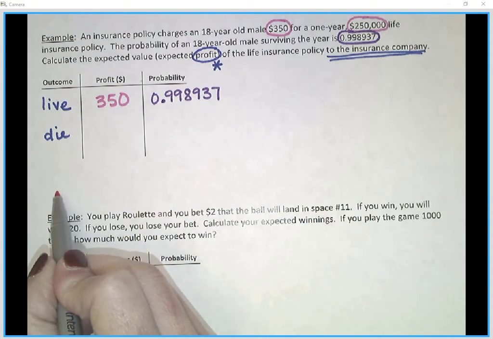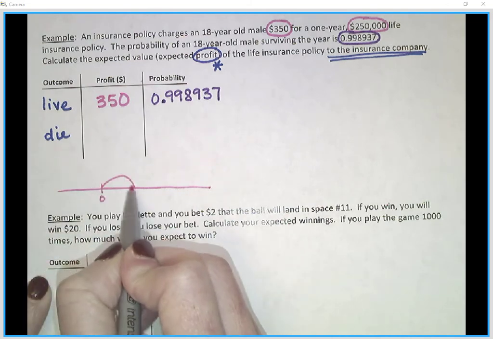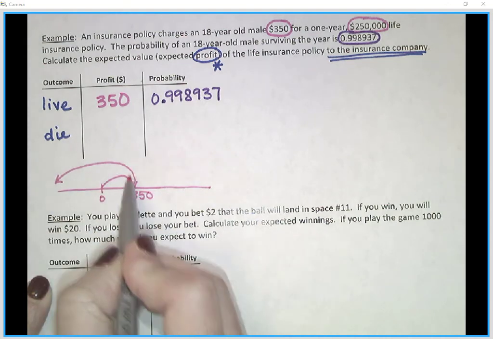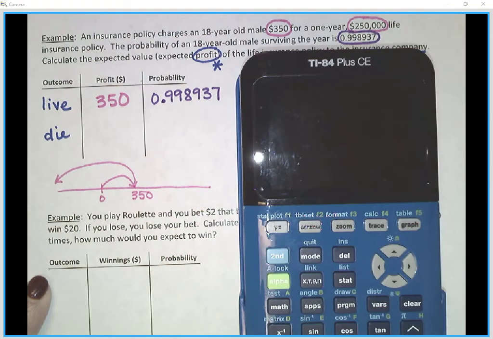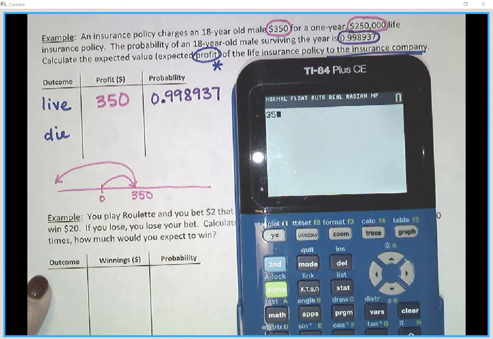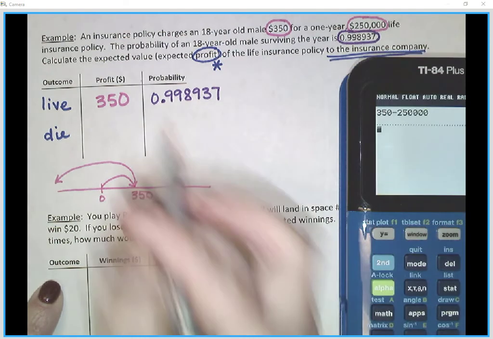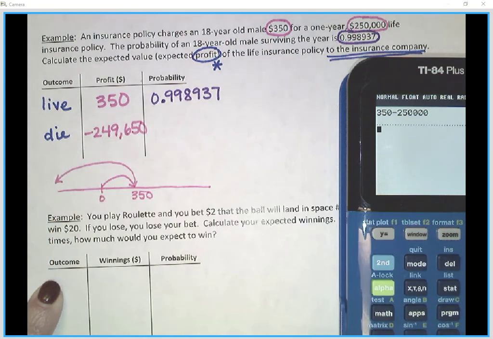If you think of it like on a number line, say this is 0, they're going to get $350, but then they're going to have to pay out, I know my picture's not to scale, $250,000. So what we're looking for is the difference in those. If we take 350 minus the 250,000, that's how much they're actually going to get. It's the difference between what they would pay out and what they brought in, which was the 350. So it's going to be negative $249,650. That's what their profit would be.